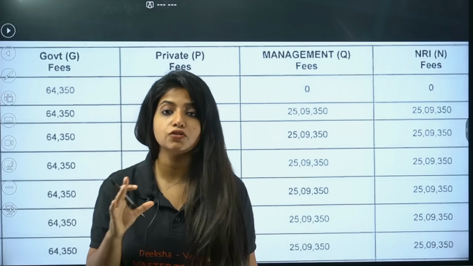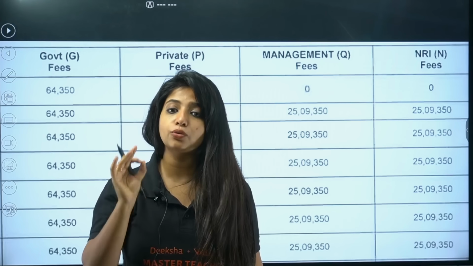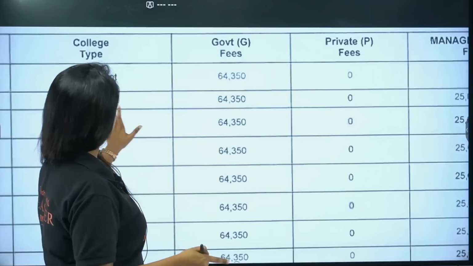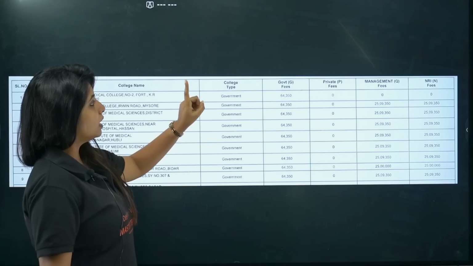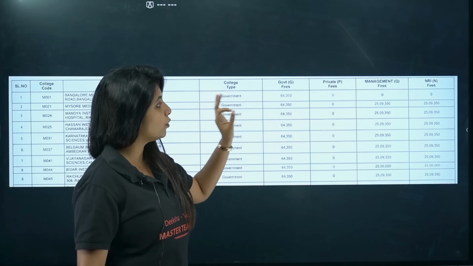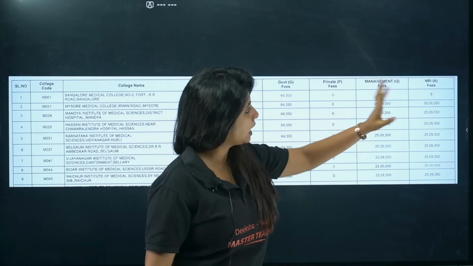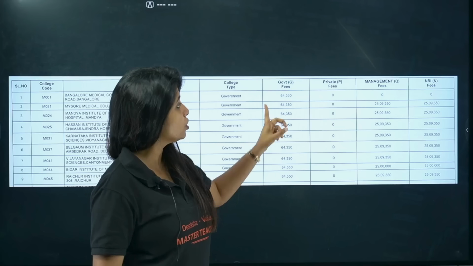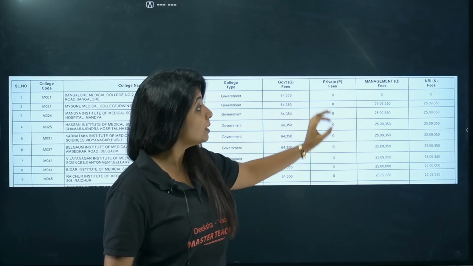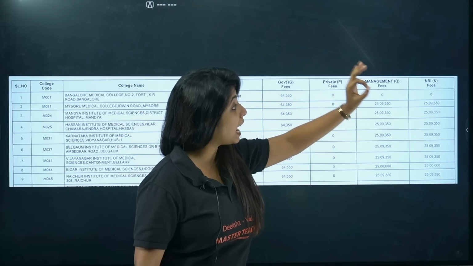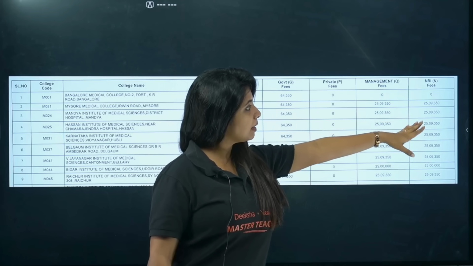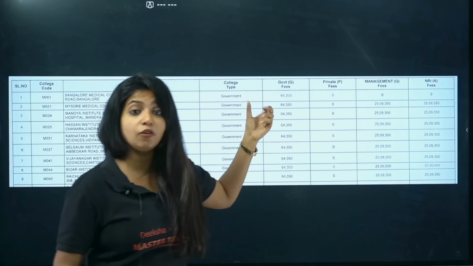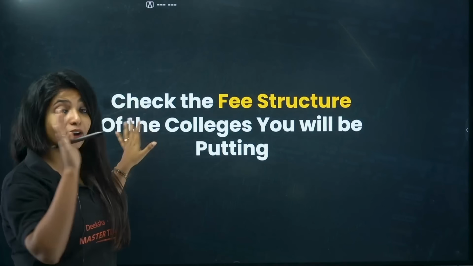By the way, I want you to know that management quota seats are also going to be filled through KEA only. So you might get different types of seats in the same college. For example, Bangalore Medical College is a government college. The government fee is 64,350, management fee is 0, NRI fee is 0. So you just have one fee out there. But Mysore Medical College, which is also a government college, has a government fee of 64,350, and a management fee of 25 lakh 9,350 rupees, the same as the NRI fee. So you might get a segregation of the type of seats, private, management, NRI, government in the same college itself. So you have to check for that.